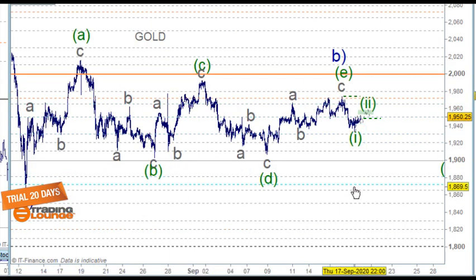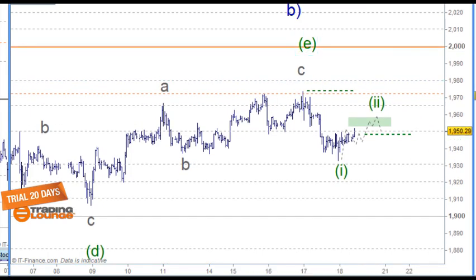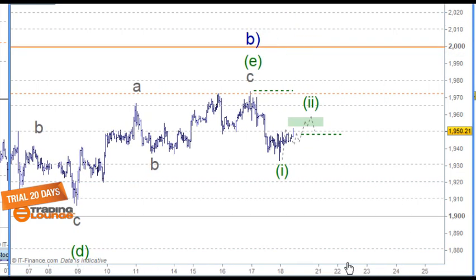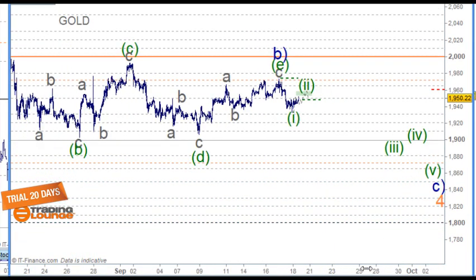But in my humble opinion, I think we've still got one more leg to go down. But if we're wrong, then taking this top out here would be the invalidation point, and you can start to go long from that area there. So if you want to short that, that would be the way to do it. And we'll be looking for wave 3.